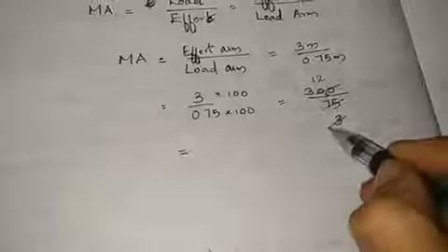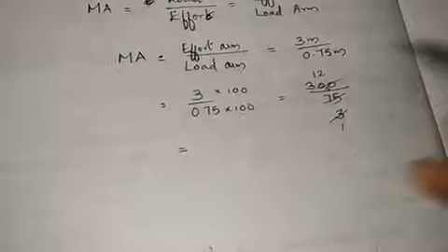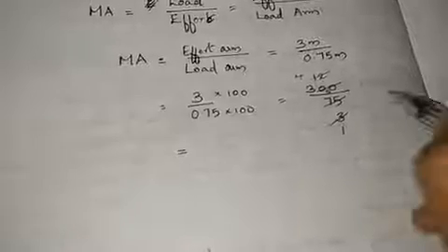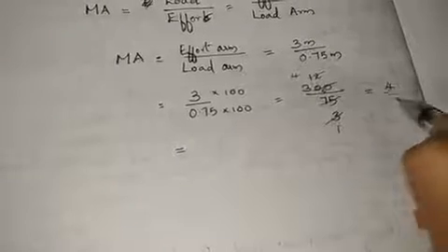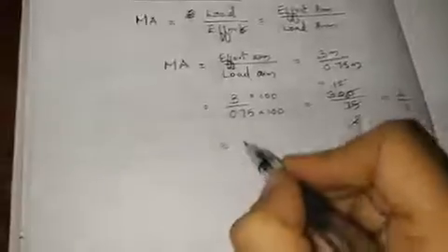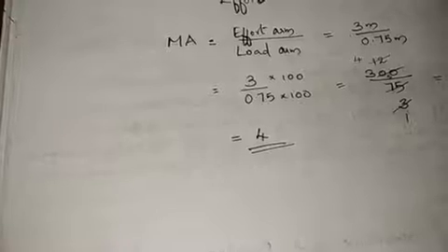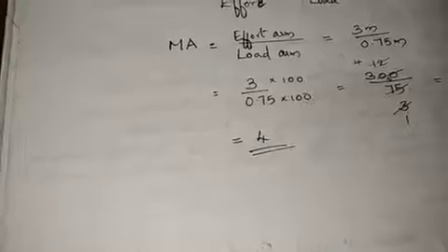That also we can cancel. In 3, 1 3. In 12, 4 3s are there. So we got 4 by 1. So the MA or mechanical advantage of the lever is 4. There is no unit because mechanical advantage is a ratio.